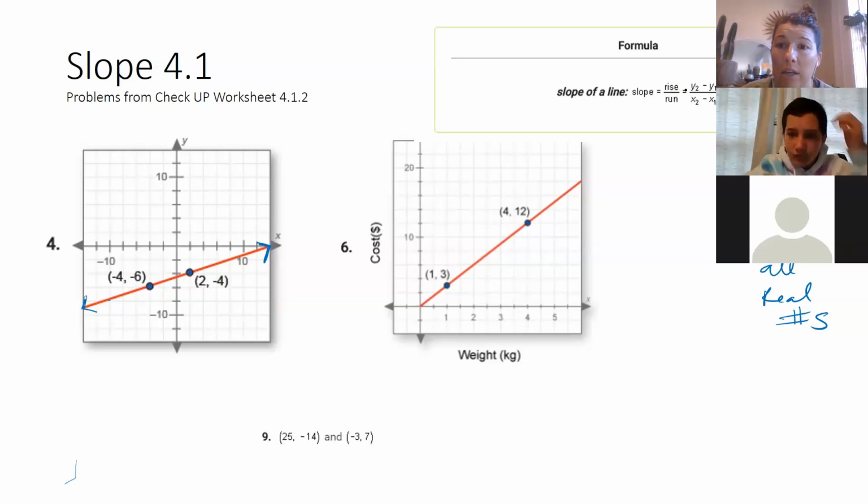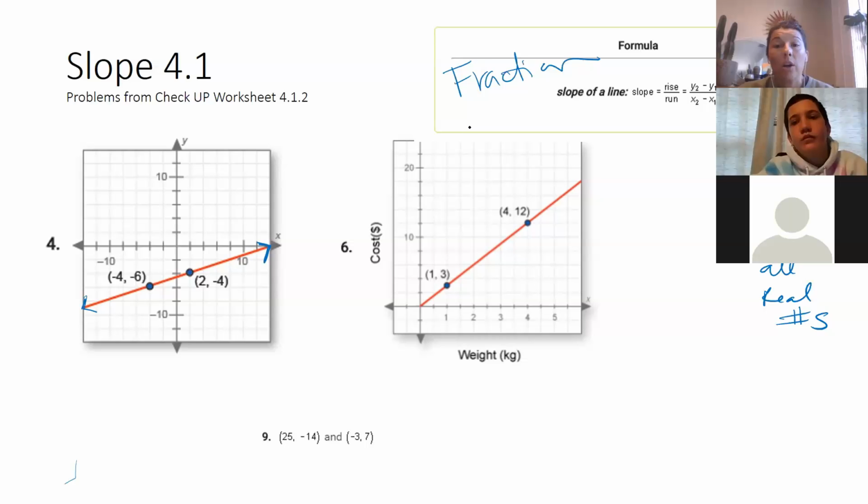How are these expressions written here? What do you notice? Written as fractions. We always want to leave our slope written as a fraction, unless it's a whole number. So you could write it as a whole number or a fraction. Don't you dare give me a decimal if I ask for a slope.